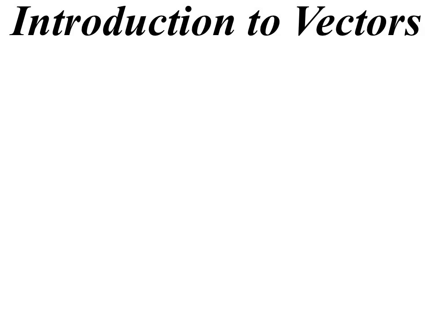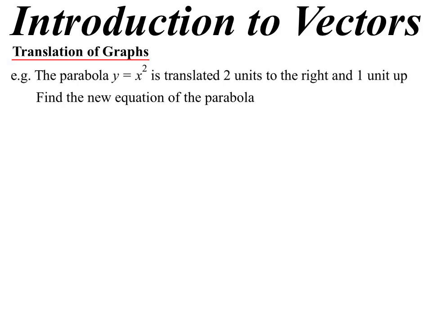So we're going to begin this journey into vectors, a very useful thing. Let's go back to this idea of translation of graphs to try and explain why we have vectors. Basic parabola y equals x squared. What I want to do is translate it 2 units to the right, then up 1. What's the equation of our new parabola?